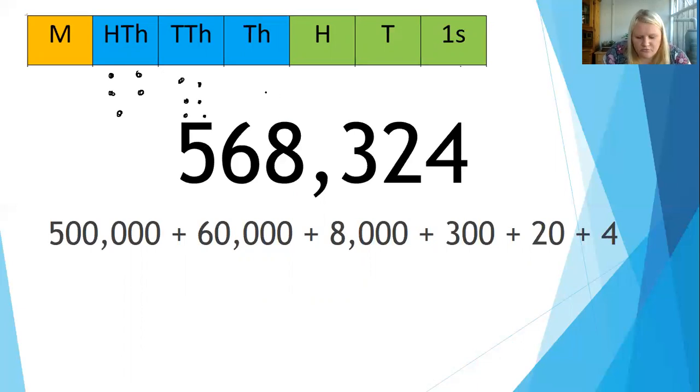It's very strange rolling down here and looking at my screen. Then we've got 8,000s. 1, 2, 3, 4, 5, 6, 7, 8. 300s. 1, 2, 3. 2 10s. 1, 2, and 4 ones. 568,324. Okay, let's read that once more. 500,000 plus 60,000 plus 8,000 plus 300 plus 20 plus 4.